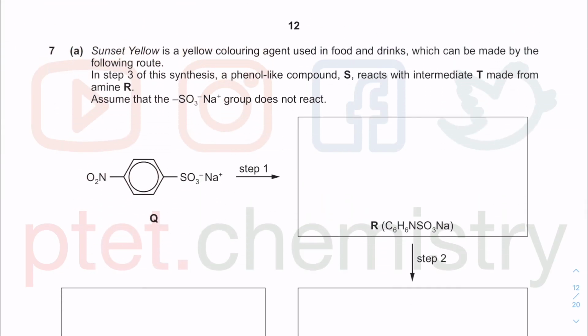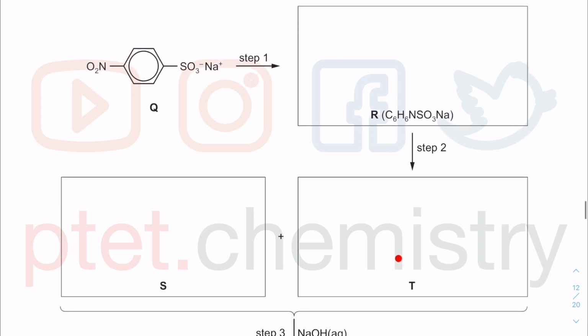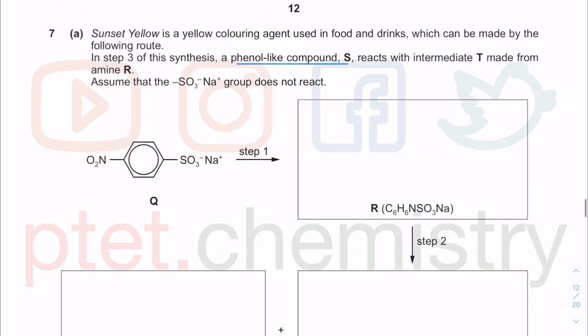Question 7. So this is about coloring agent. What do we have? We have a phenol-like compound S there. So it's not exactly phenol. It looks like phenol, and it reacts with intermediate T made from amine R. So we have to react this with intermediate T. This one will give you this. What's the difference between this and this? Well, let's have a look.